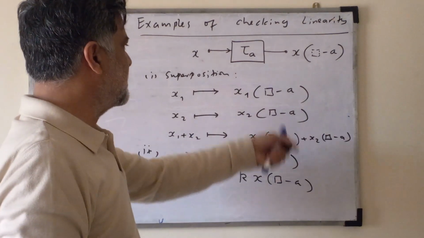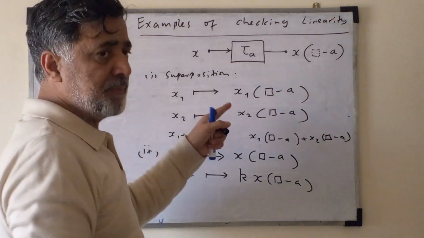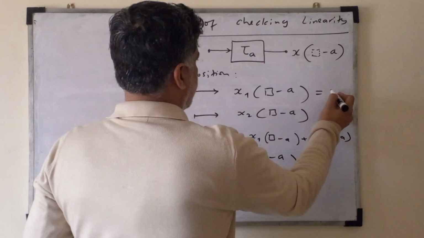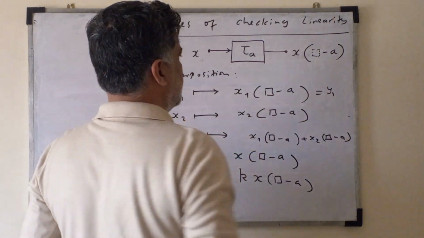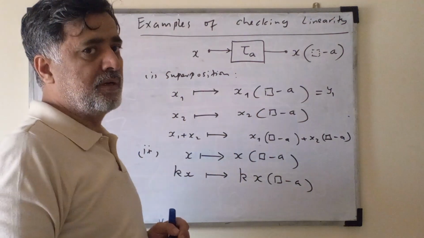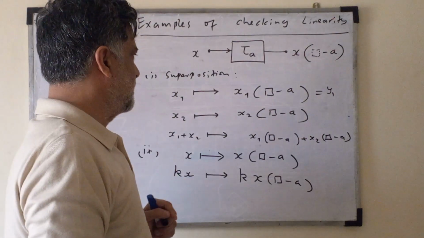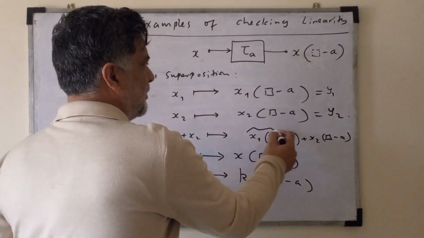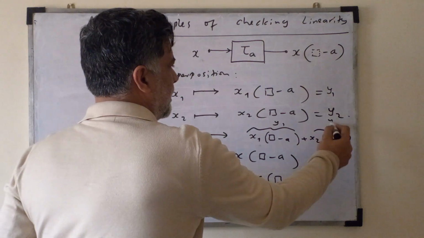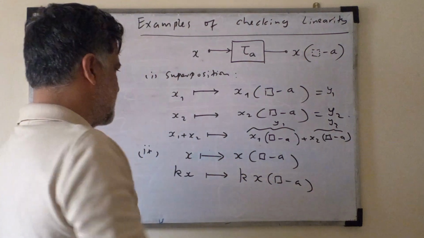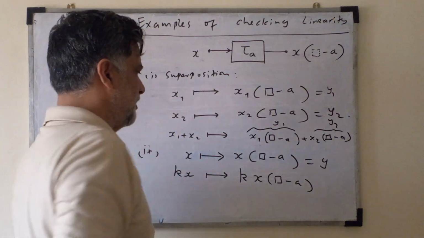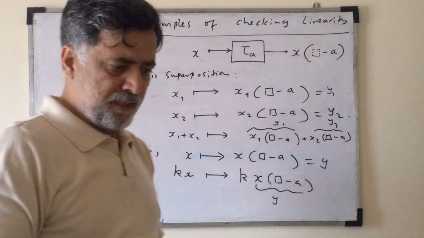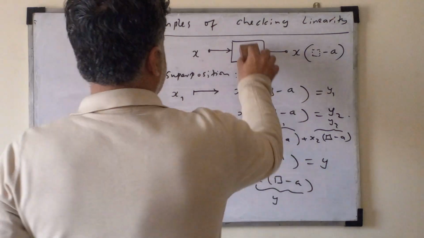To make this explicit, let's call this y1, and including this transformation, let's call this y2. So you can see that this is y1 and this is y2, and you have y1 plus y2, right? Similarly, I can call this y, and now you can see that this is k times y. So it's obvious. This was very easy.